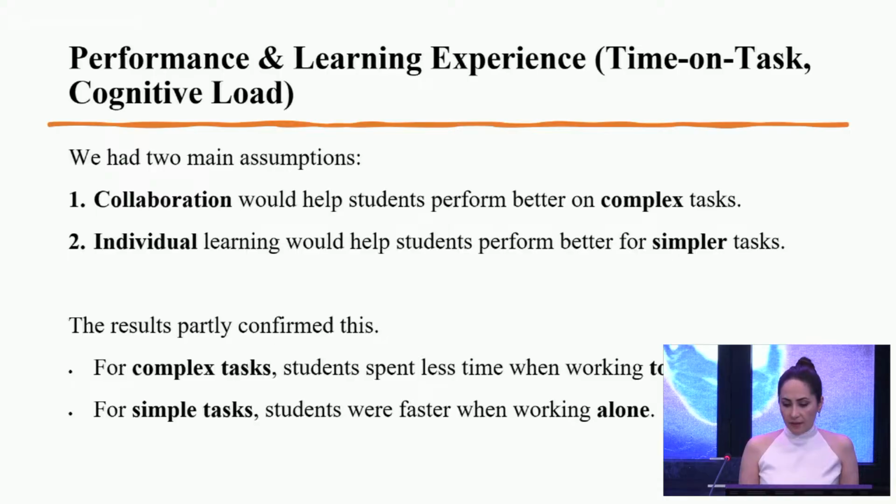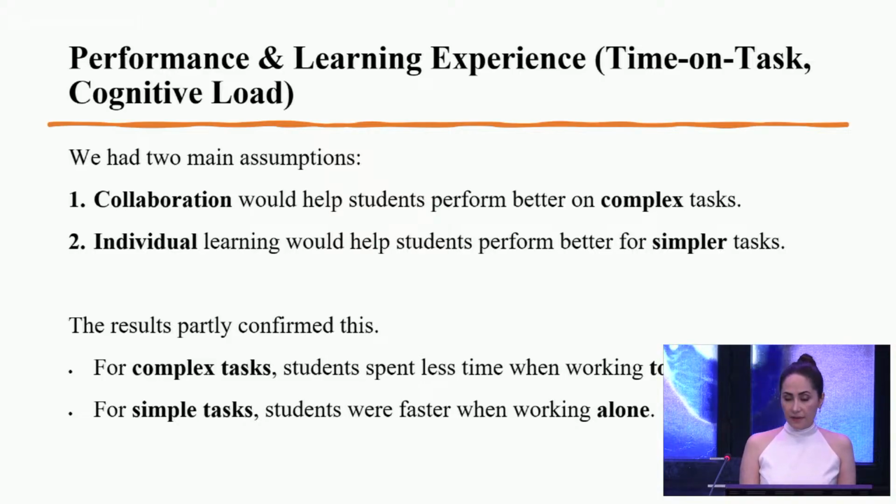In our intervention, we had 2 main assumptions. Collaboration would help students perform better on complex tasks, and individual learning would help students perform better on simple tasks. However, the results partly confirm this. For complex tasks, students spent less time when working together, and for simple tasks, students were faster when working alone. These findings align with the theoretical premise of shared cognitive resources in collaborative settings.